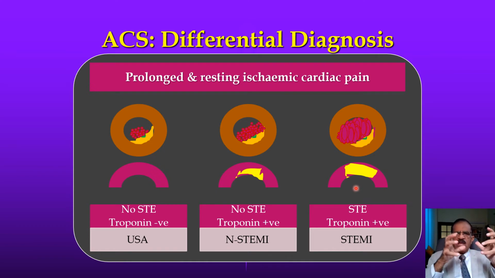So this is basically the pathogenesis of different types of acute coronary syndrome. Complete occlusion would cause transmural infarction, partial occlusion would cause incomplete, non-transmural infarction, and minimal occlusion would cause just severe pain at rest.